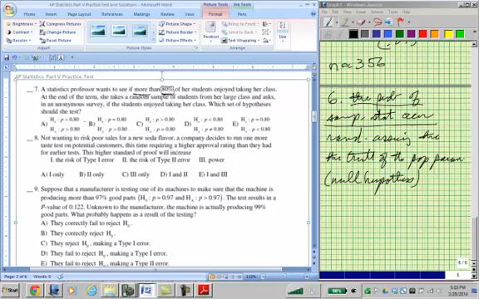First of all, the null hypothesis is always an equals. So A is out. C is out, not an equals. D is out, not an equals. So A, C, and D are out. Now we have two left where P equals 0.8, B and E. It could be these, but the alternative hypothesis, more, means greater than 0.8. E is out. And the right answer is B.